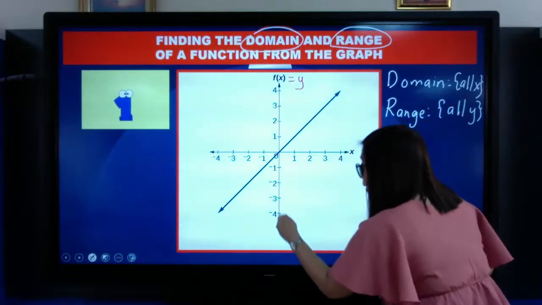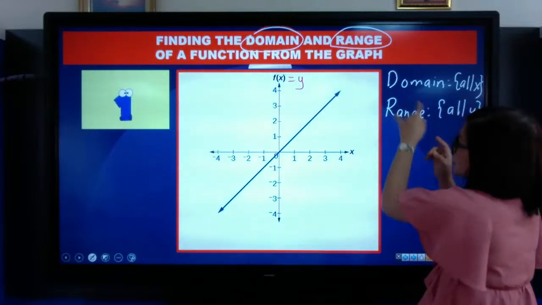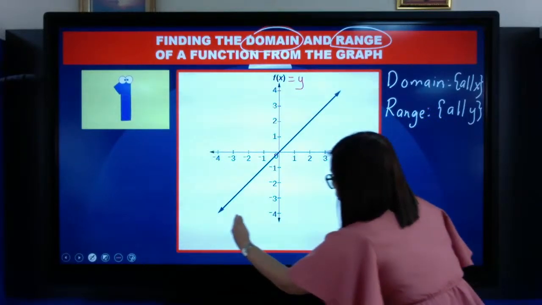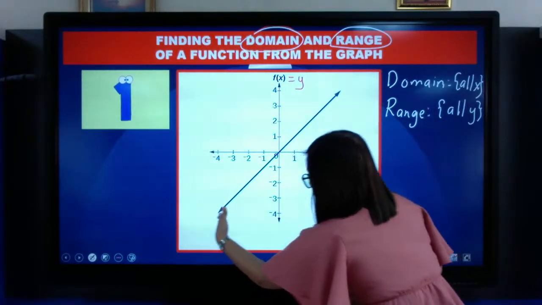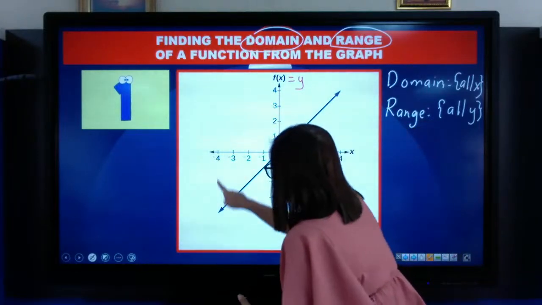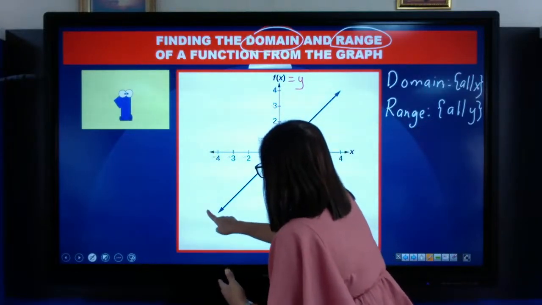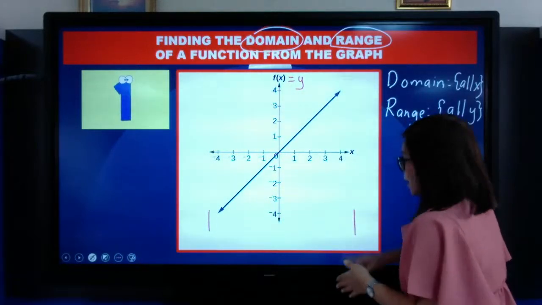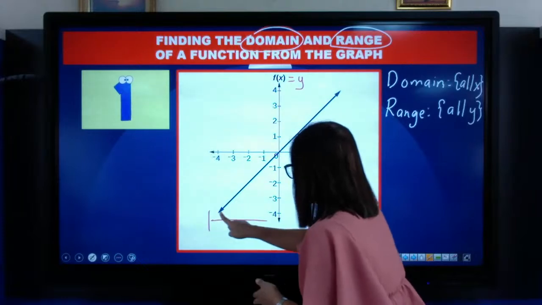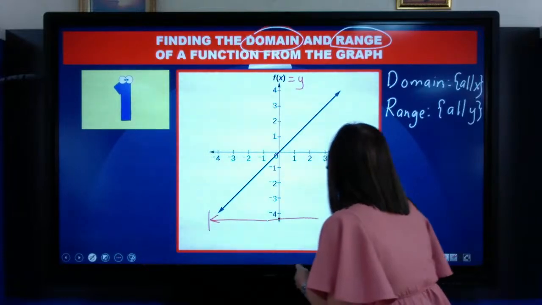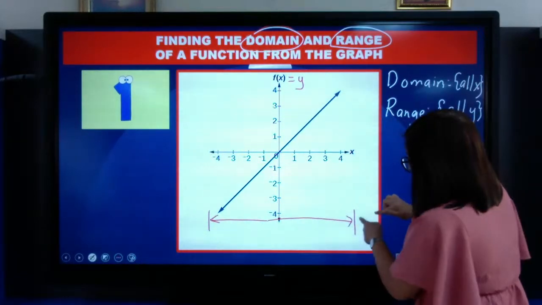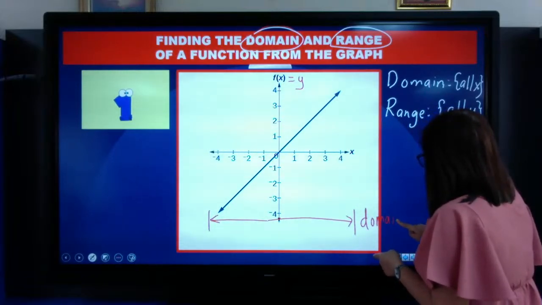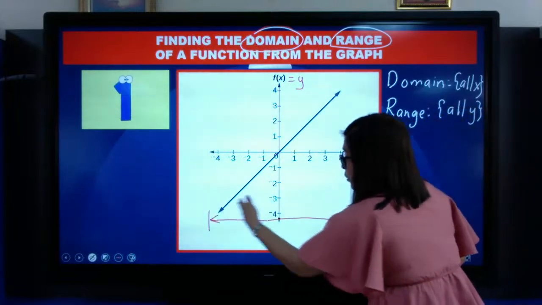Again, this is y and this is x. So what is the domain? So you just look from left to right. Left to right. So from there, you see there's an arrow. It looks like this. And then this. And then arrow. Left, arrow, right. So this is for the domain. Okay, domain, left to right.